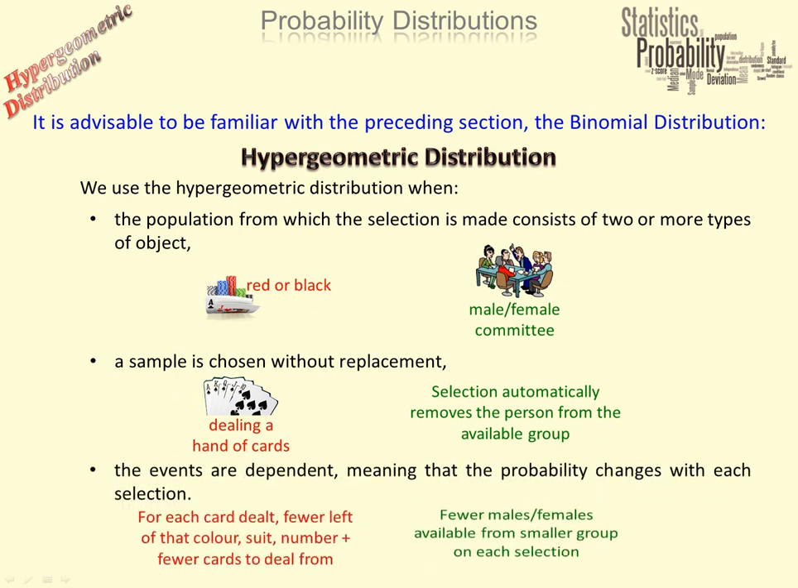Events are dependent, meaning that the probability changes with each selection. In other words, here, for each card dealt, fewer are left of that color, suit, number, whatever you're looking at, and there are also fewer cards to deal from, so the probability changes. Deal out a king, there are only 3 kings left, there are only 51 cards left, so the chance of another king is 3 over 51. Chances of anything else is over 51. Here too, once you've chosen a male or a female, there will be fewer males or females, depending on what was chosen, from that person's group, and there will also be fewer to choose from overall.